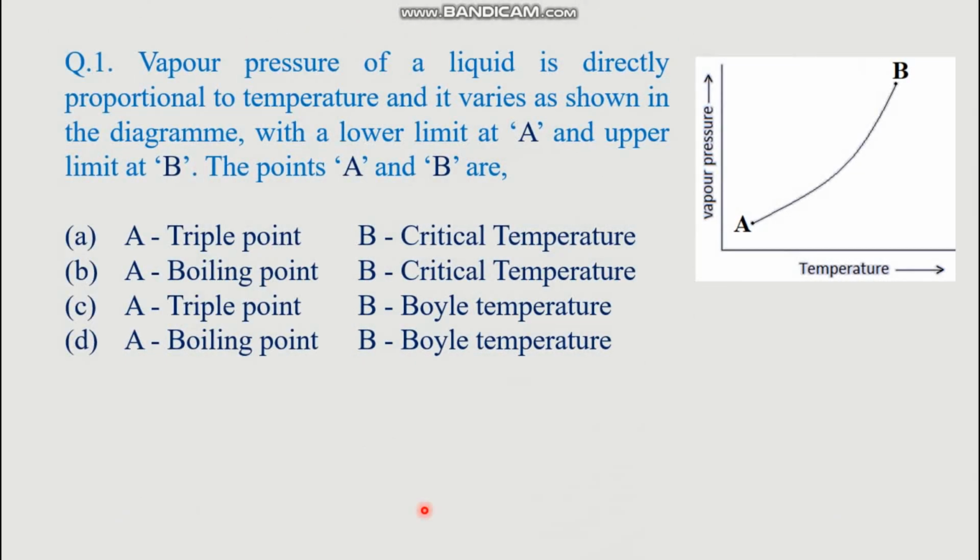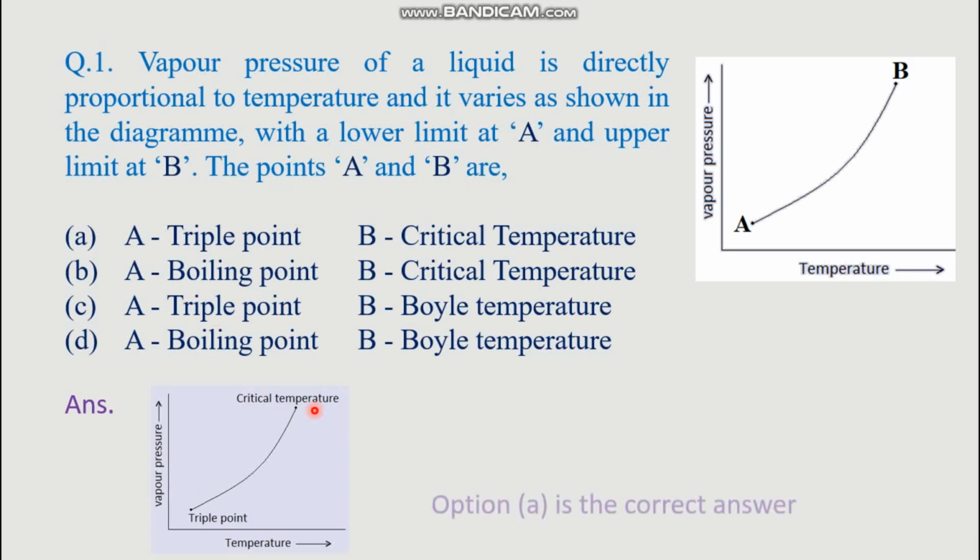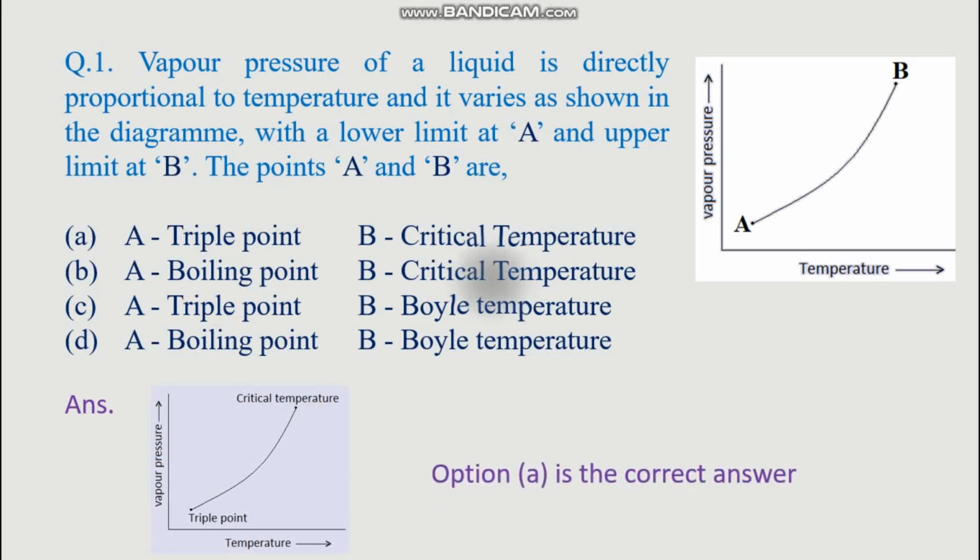Here, question number 1. The vapor pressure of a liquid is directly proportional to temperature, and it varies as shown in the diagram, with the lower limit at A and the upper limit at B. So identify these points. These are the options. Now we know that the lower limit is the triple point and the upper limit is the critical temperature. Therefore, option A is the correct answer.